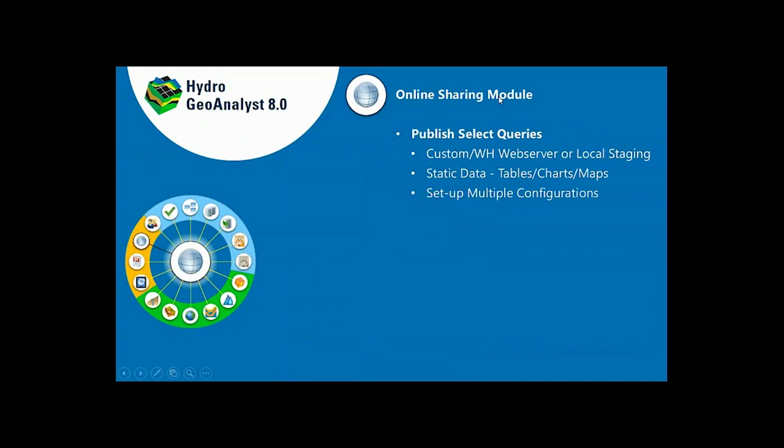The next module that we've made changes to is the online sharing module, which allows you to publish select data from your project to either a custom web server or the Waterloo web server, or to a local staging folder on your hard drive or network drive. This provides a static data dump of tables, charts, and maps, and you're now allowed to set up multiple configurations so you can create different websites for different stakeholders.